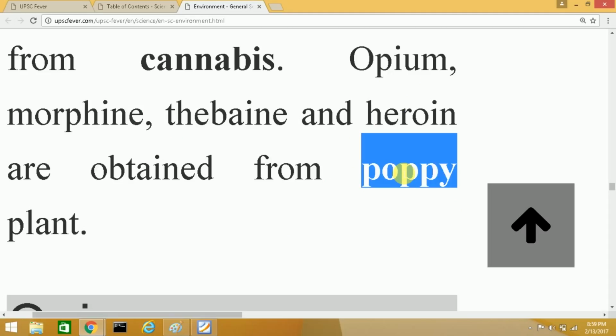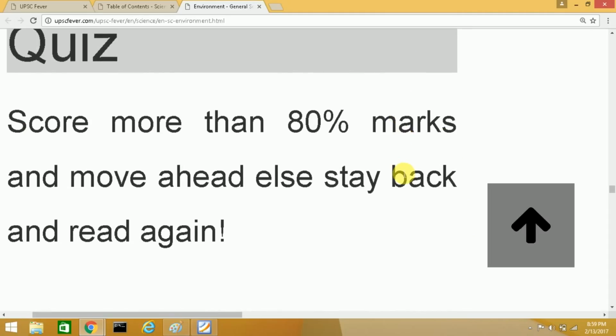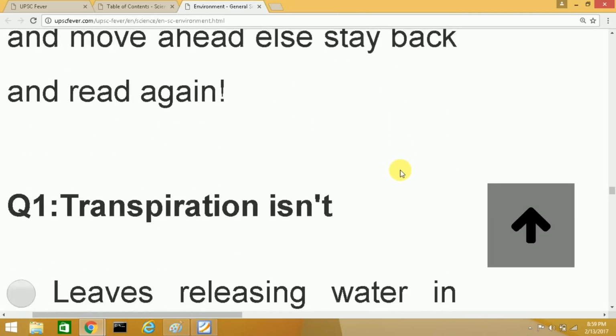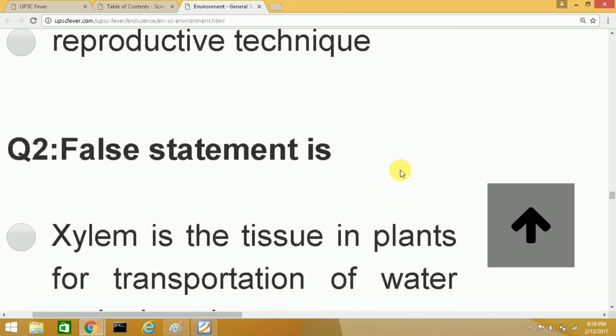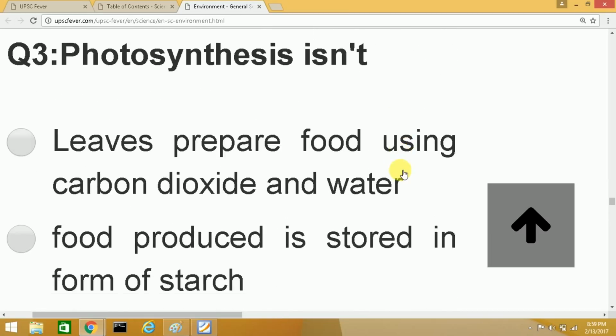Right. So these were the questions from the chapter on environment and plant. If you are confident with this, then you can answer our quiz. 5 questions, 5 easy answers, and if you can score 5 out of 5 or 4 out of 5, you can move to the next chapter.